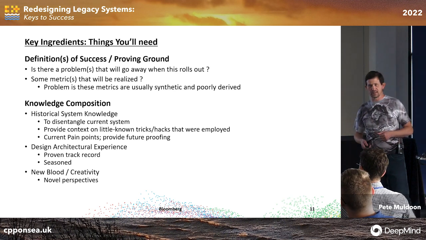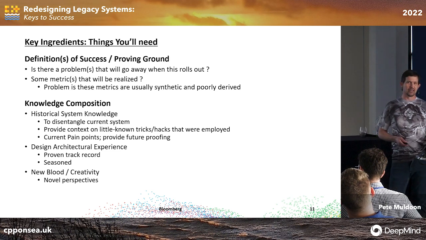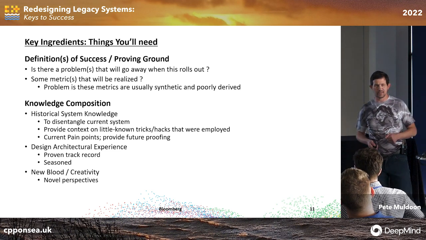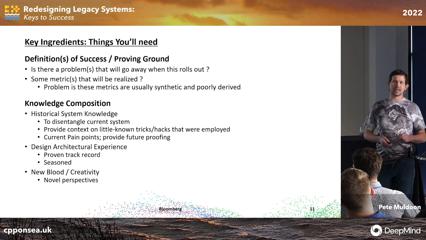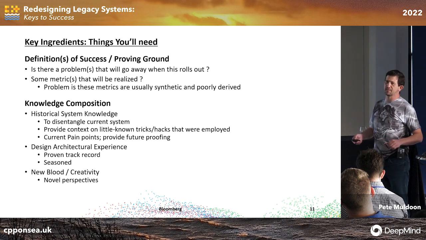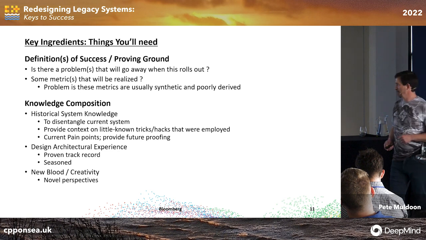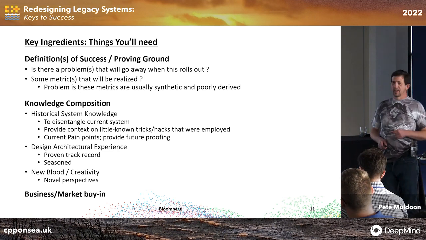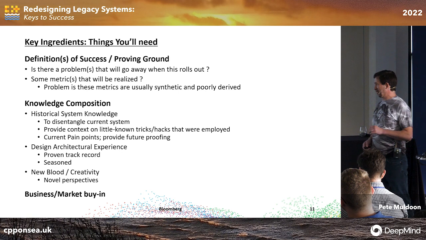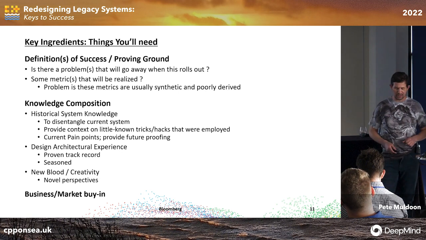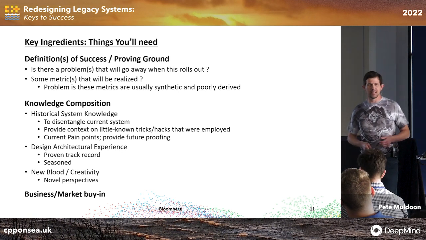The next thing I like to have is what I call a dab of new blood or creativity. That means someone sort of junior or new, because they have novel perspectives. They usually have a pulse on maybe new technology and stuff like this. So I like to have those in there. I don't like it to be just a lot of the old guard.